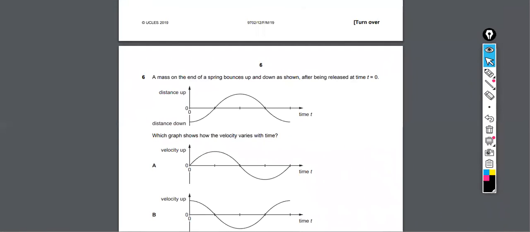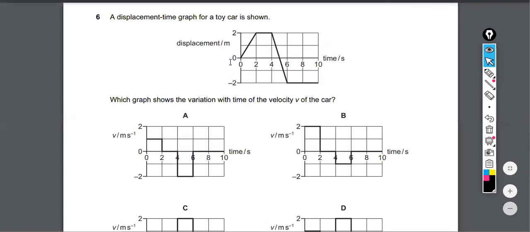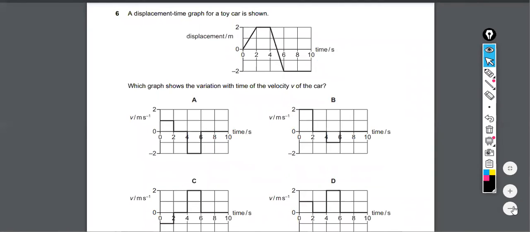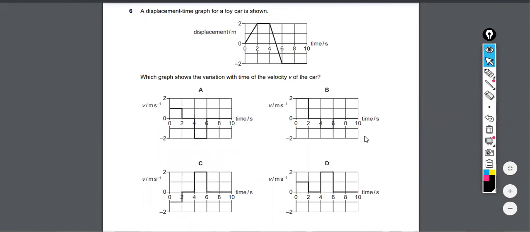Here we have a very similar type of problem where we can pick out the corresponding velocity time graph by looking at what's happening with its displacement as a function of time. So we did one very similar to this earlier. That worked example is there for you. Now let's add one more.